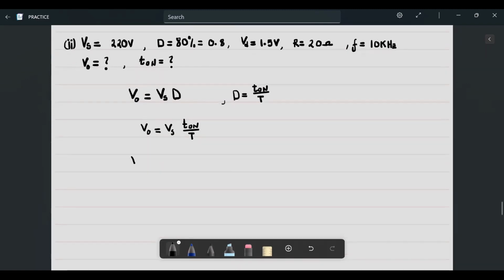So that gives our new equation. V output will be equal to VS minus VD, multiplied by T on over T, which is simply the duty cycle, remember that? So the source voltage has to be reduced by VD. Don't forget that. Are we together? There's a voltage drop there, so we have to consider it.